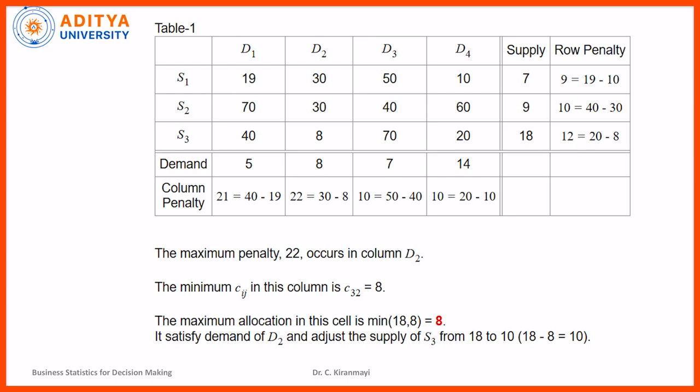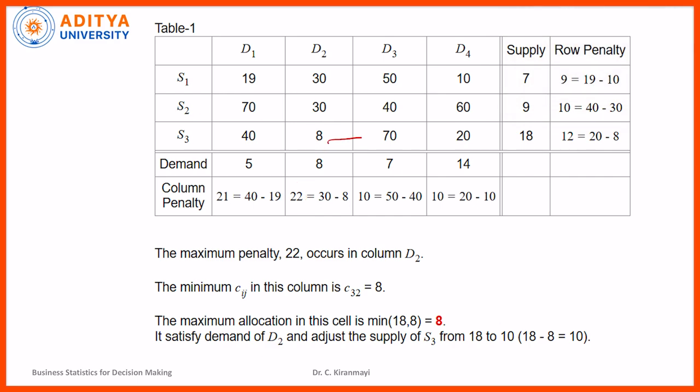After finding the penalties, find out which penalty is highest. 22 is the highest penalty, so for that column we have to allocate. In that column, to which cell do we allocate? The cell which has the least cost. Which cell has the least cost? 8 is the least cost. To that cell we have to give allocation.